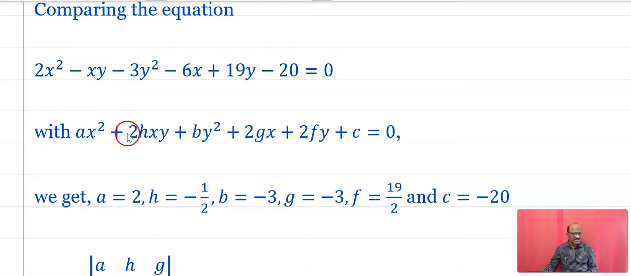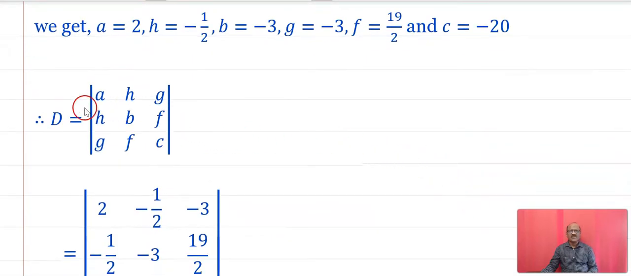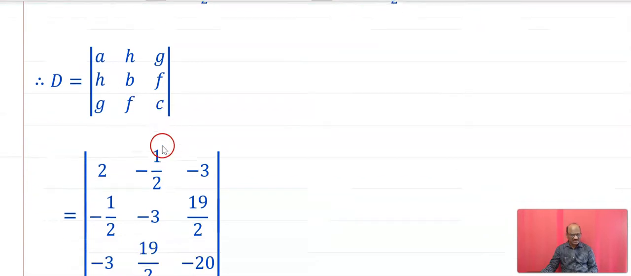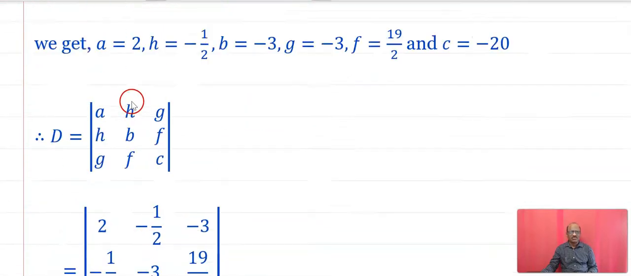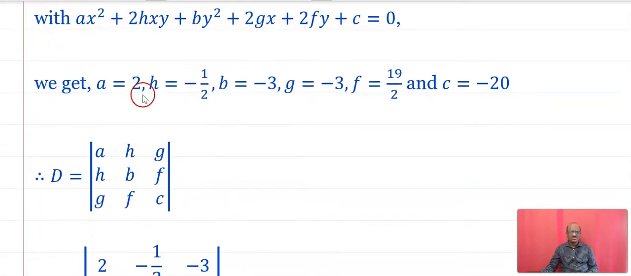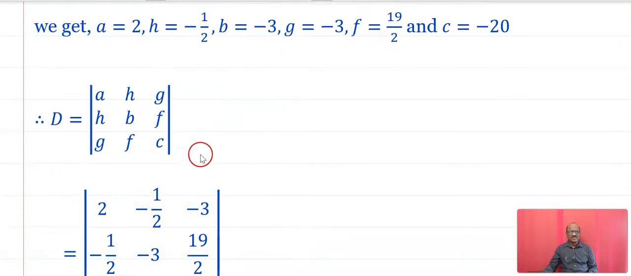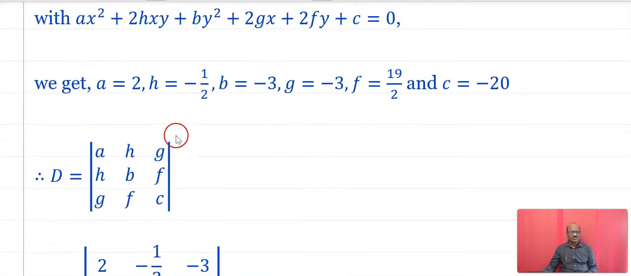Xy will get cancelled. You will get h is equal to minus 1 upon 2. The value of b is minus 3. Value of g is minus 3. f is 19 by 2. And c is minus 20. Again the determinant. a, b, c, f, g, h, symmetrical matrix. Substitute the values. That is a is 2, h is minus 1 upon 2, b is minus 3. And in this way, you can substitute it. See this here.